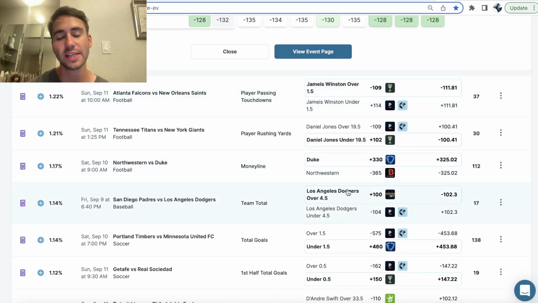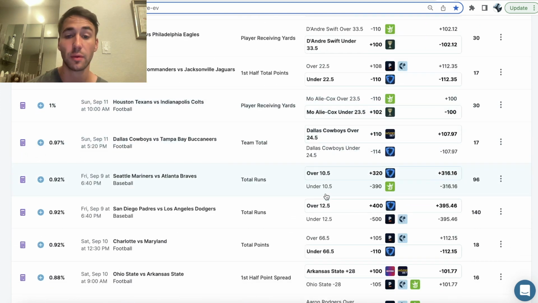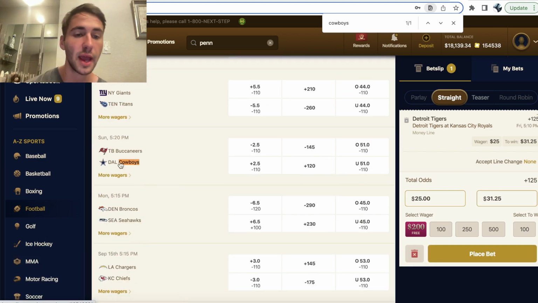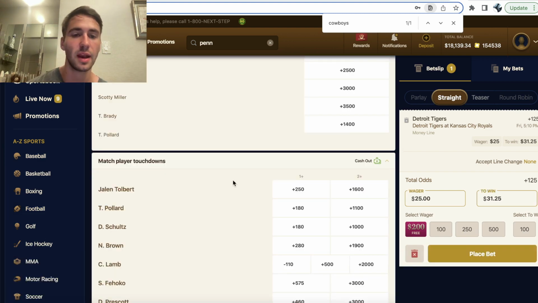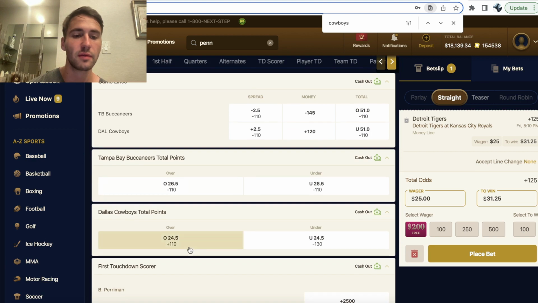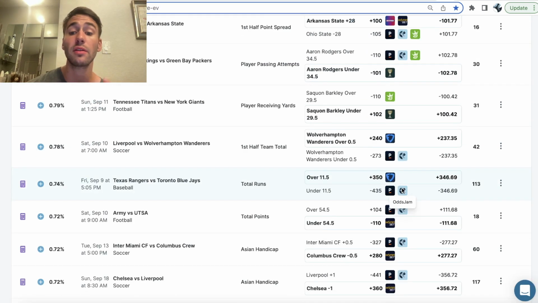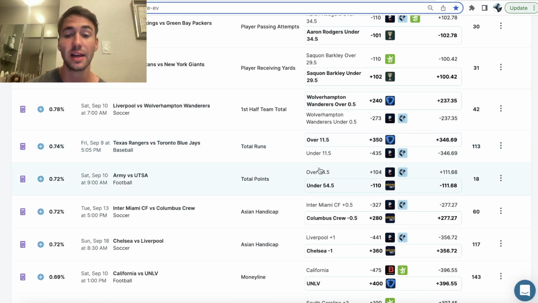So we have that. This I already bet. Dodgers over 4.5. Otherwise, I'd bet it again. We have Cowboys over 24.5. So we can go here. We're going to have a little parlay, okay? What is more fun than a parlay? So we'll go here, and we have Cowboys over 24.5, exactly as OddsJam says. Now our parlay is plus 372 odds. The higher, the better. So, hey, let's see if there's anything else.